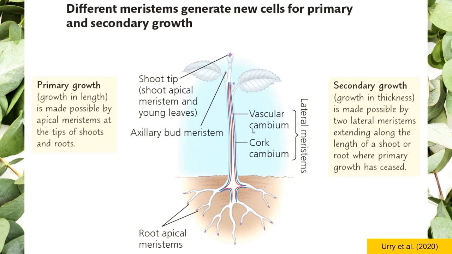So the growth in thickness is made possible by the lateral meristems. So again, primary growth: root apical meristem, shoot apical meristem. Secondary growth: due to lateral meristems. And we have two major tissues for that: the vascular cambium, which will give rise to the xylem and phloem for the transportation of water and food throughout the plant body, and the cork cambium, which will give rise to that layer of cells that will protect the plant. So again, meristems generate new cells for primary growth, or the growth in length, and secondary growth, the growth in thickness.